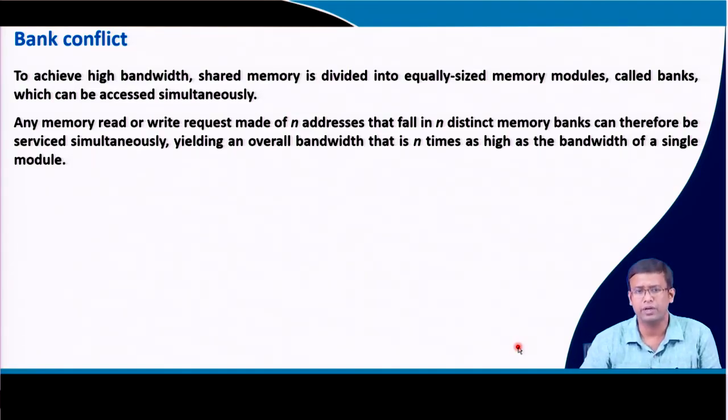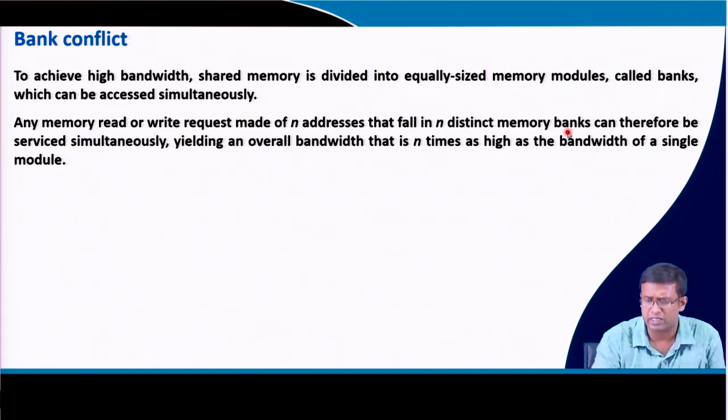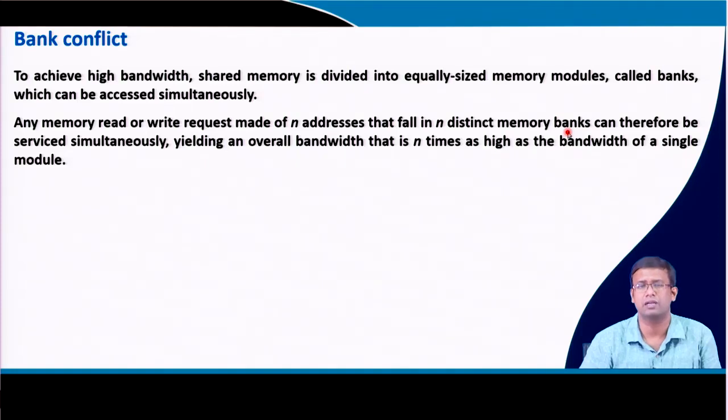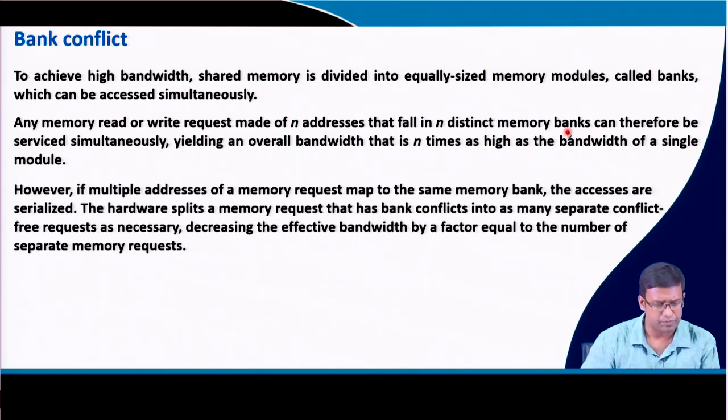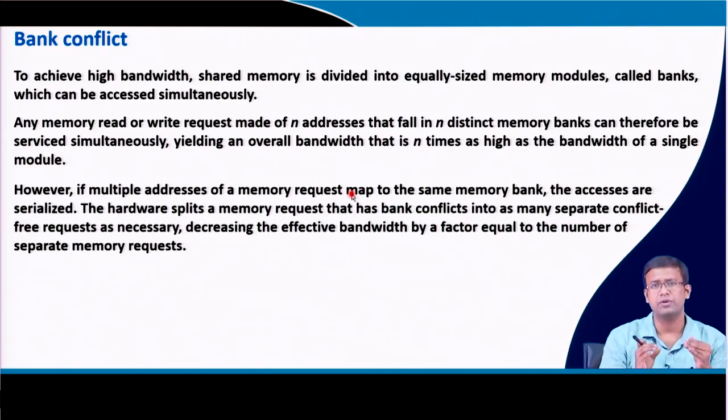Any memory read or write request made to n addresses that fall in n distinct memory banks can therefore be serviced simultaneously, yielding an overall bandwidth which is n times faster than a single module. But if multiple addresses of a memory request map to the same memory bank, the accesses are serialized. If many threads try to read from the same memory bank, this will be serialized. One thread can look into one memory bank. The hardware splits memory requests that have bank conflicts into many separate conflict-free requests as necessary, and therefore effective bandwidth reduces.